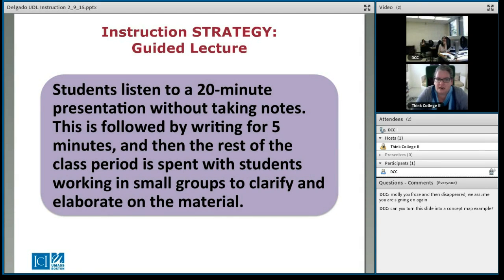And then the rest of the class period is spent with students working in small groups to clarify and elaborate on the material. It's another way of thinking about how to lecture and get at the same material, but also make sure that students are actually understanding what you're asking them to do. This is harder for some faculty to do and easier for some others, but it's a really powerful way to make sure students are actively engaged in the learning in the class and thinking about how you're going to do that.